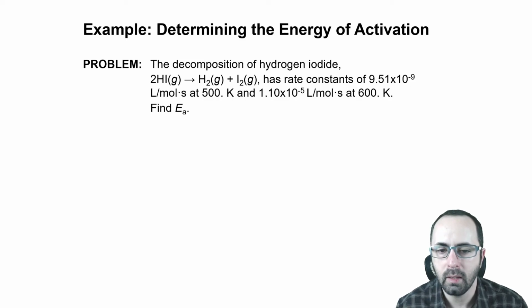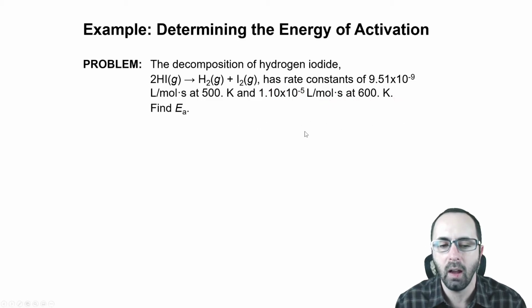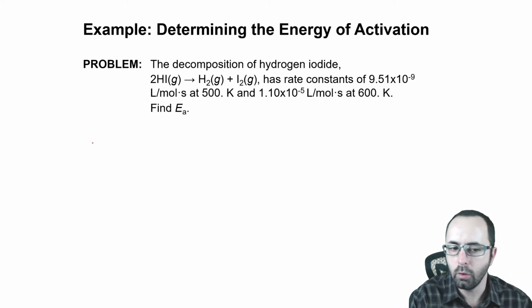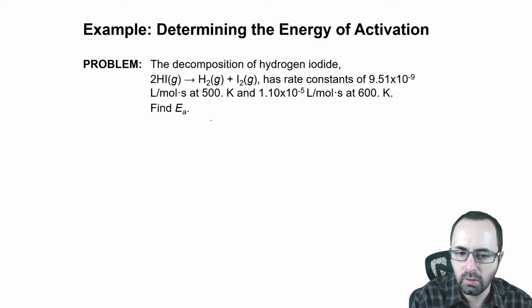And so here we can see we have a reaction, decomposition of hydrogen iodide into hydrogen gas and iodine. It has rate constant 9.51 times 10 to the minus 9 liters per mole per second at 500 K and 1.10 times 10 to the minus 5 liters per mole per second at 600 K. Find the activation energy. Okay, so we've got two rate constants, two temperatures here.